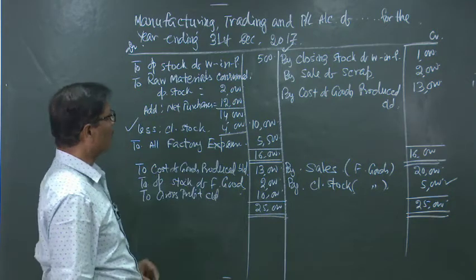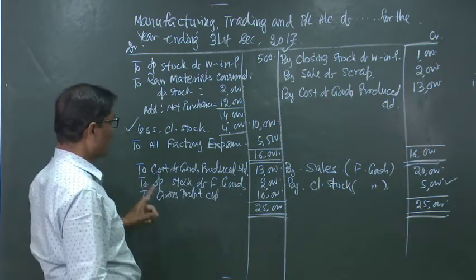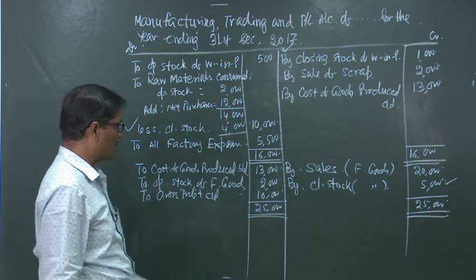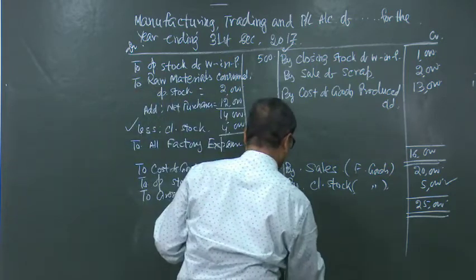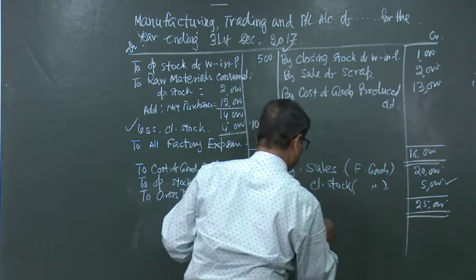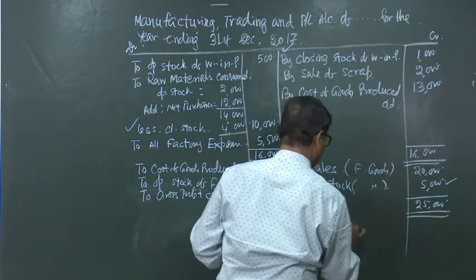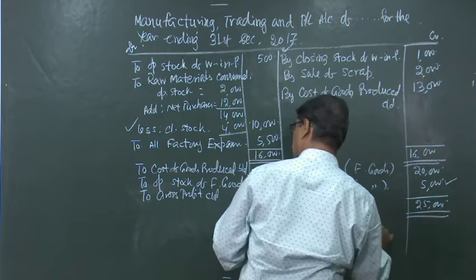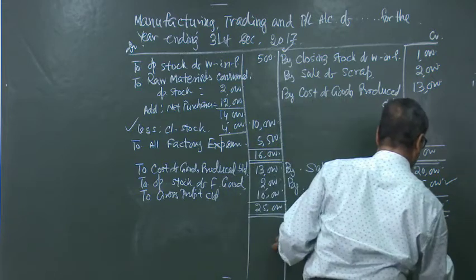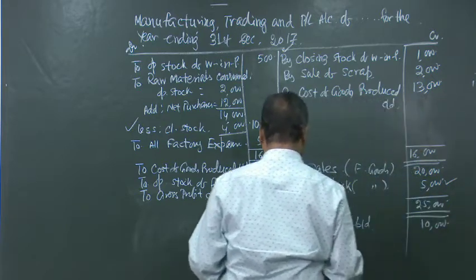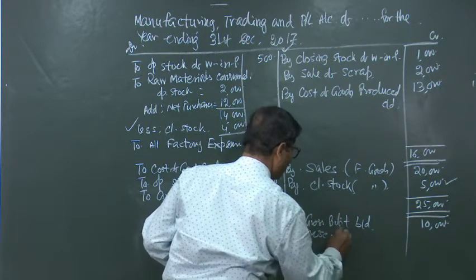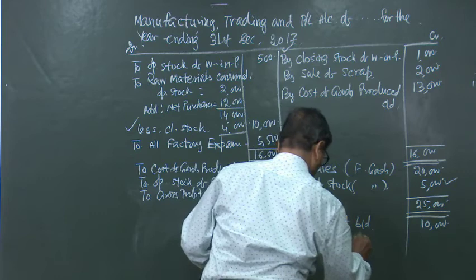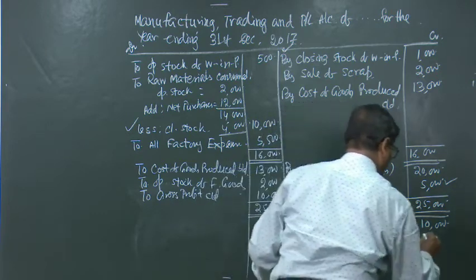This is the trading account, manufacturing account, trading account, then the profit and loss account starts from this place. Here we can write, if there is a gross profit, by gross profit brought down, 10,000. Then there is some miscellaneous income, suppose say 500.